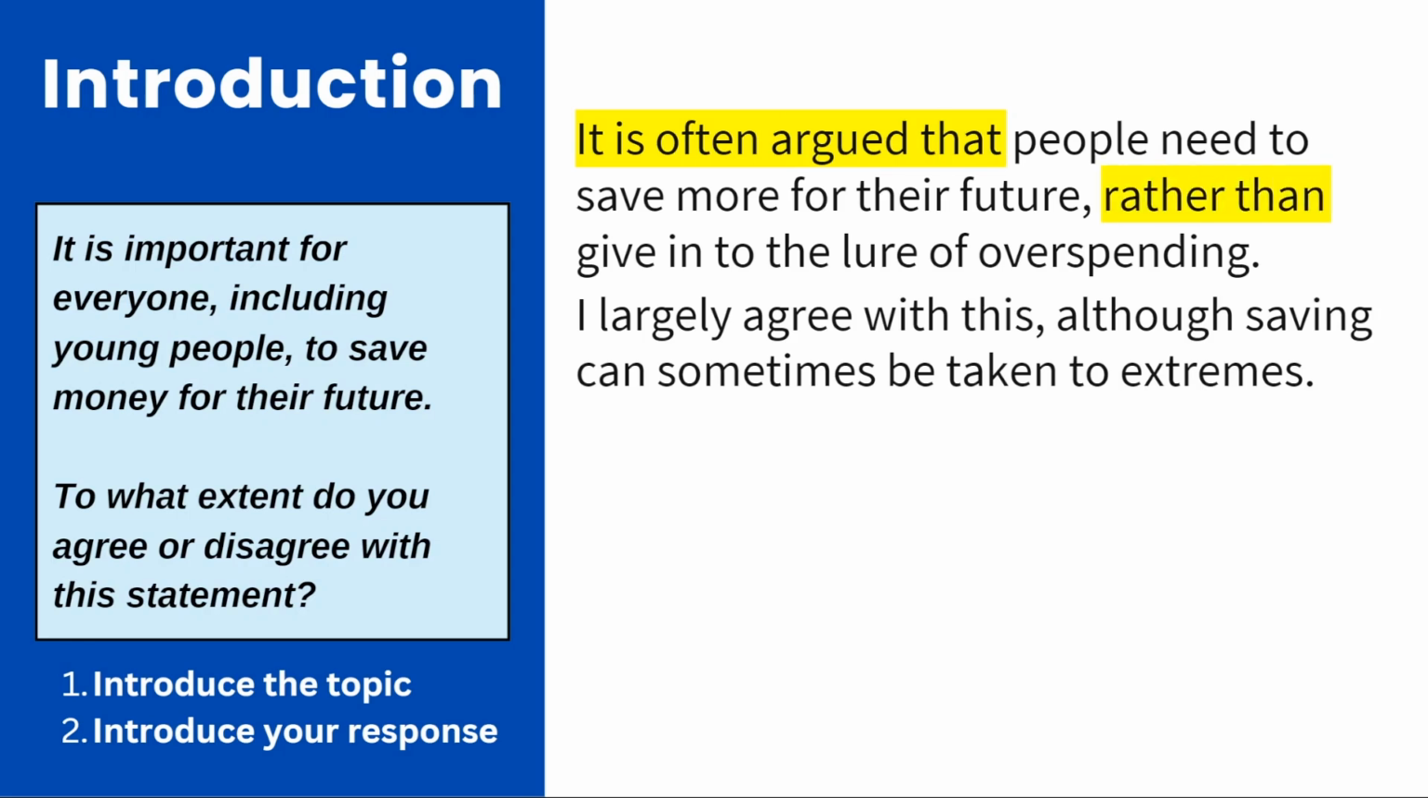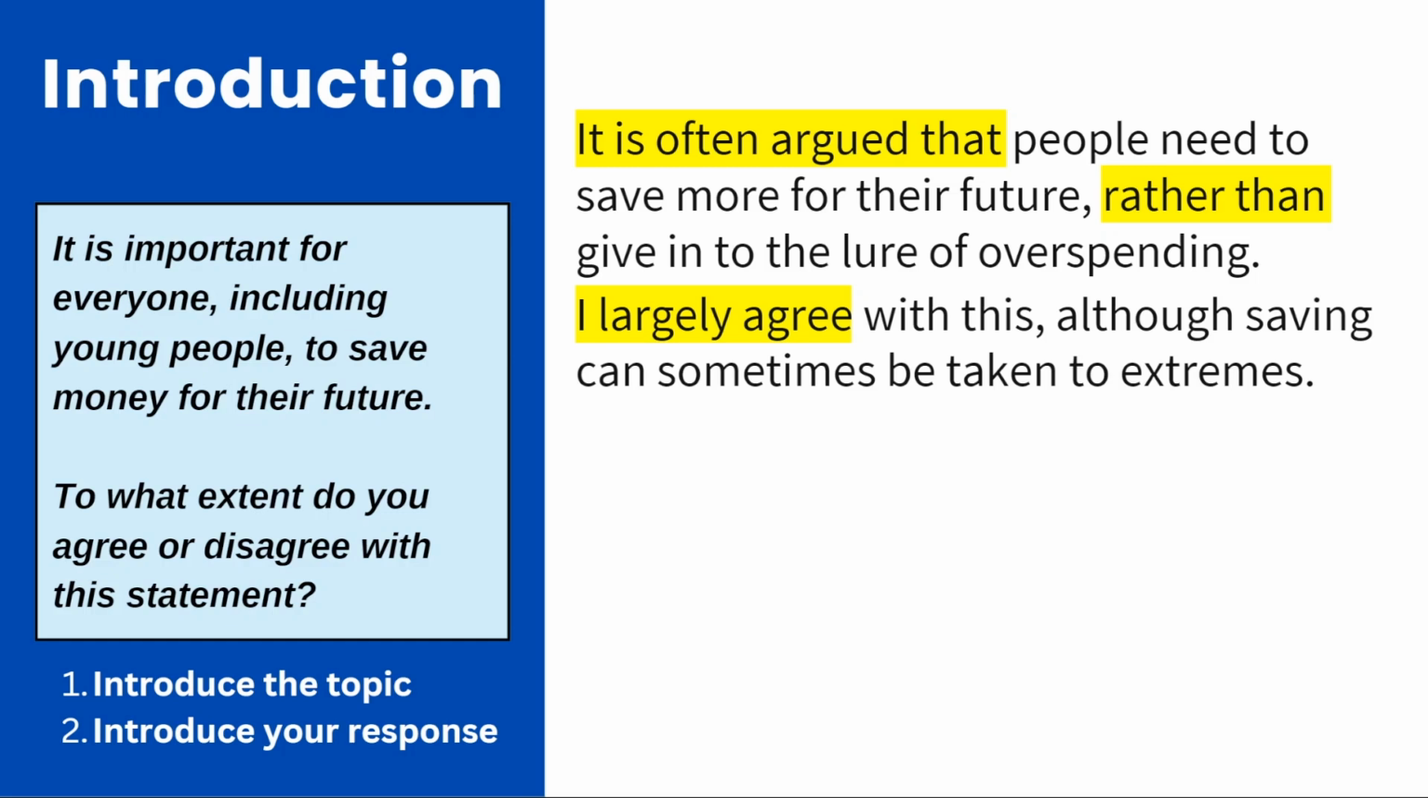And then I've introduced a contrast. And then I've introduced my response with the phrase, "I largely agree." So this means that I somewhat agree, I broadly agree with this. And the word "this" is referring back to the first sentence. So it's an example of referencing. I could have said "this argument." I largely agree with this argument. That would be fine as well.